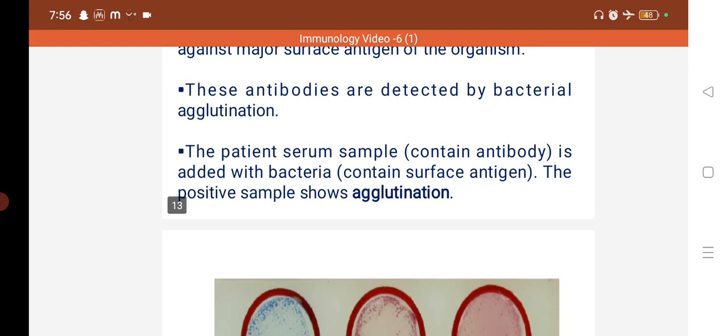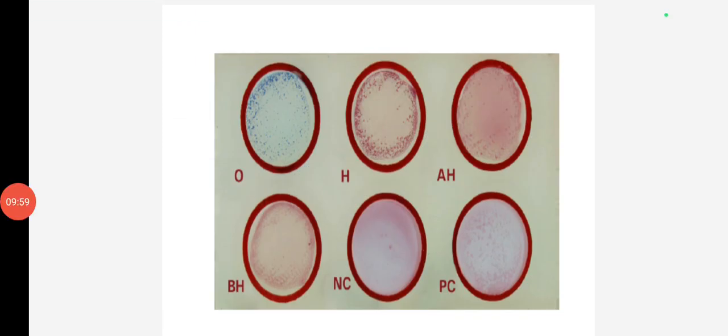Next, the picture shows the Vidal test. Here the slide contains 6 circles. First one O antigen, second one H antigen, third one AH antigen, fourth one BH antigen, fifth one NC means negative control, PC means positive control. In the sample containing O or H or AH or BH, if the agglutination is like the positive control, it means the particular antigens are present. In this way we are finding out the Salmonella typhi antigens by the Vidal test.